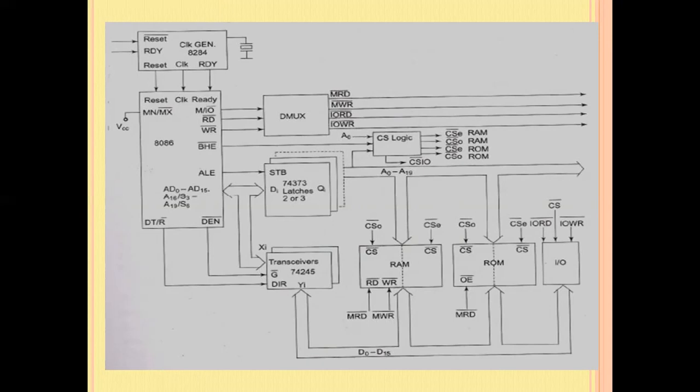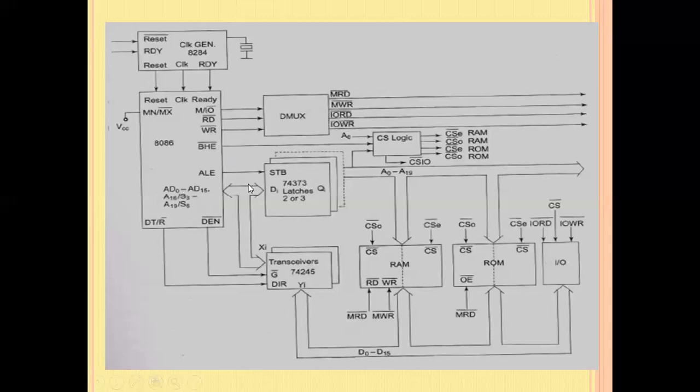To do that, the CPU must have three types of buses. One is called the address bus, another is the control bus, and the other is the data bus. Data, address, and control bus. First of all, we know that we have AD0 to AD15, which is multiplexing of address and data, and A16 to A19, which is multiplexed with some status signals. From these, we need to separate the address bus and the data bus.